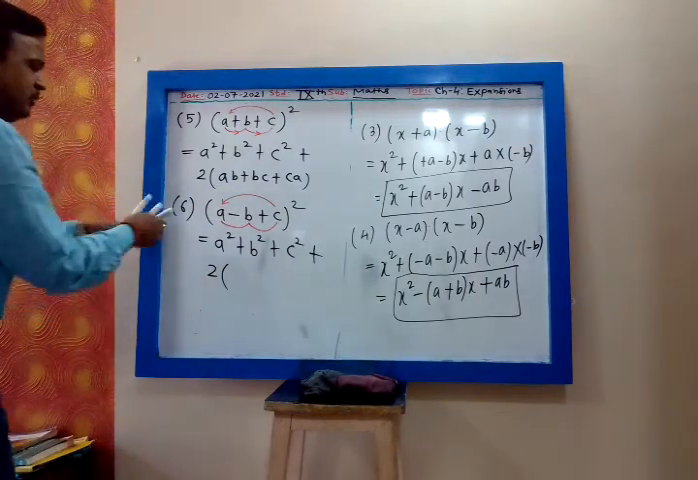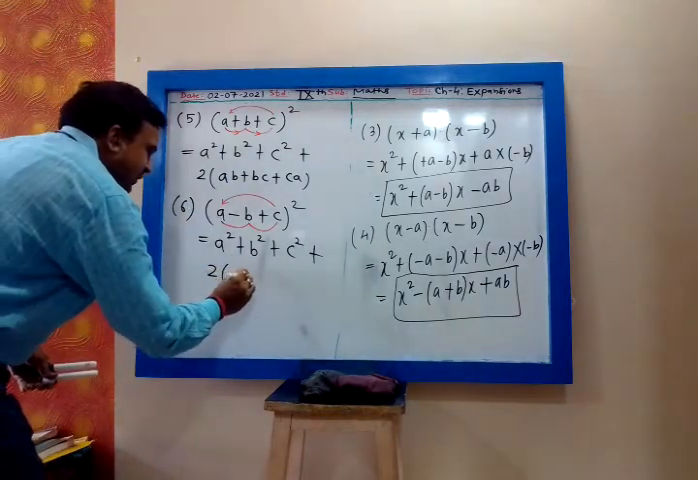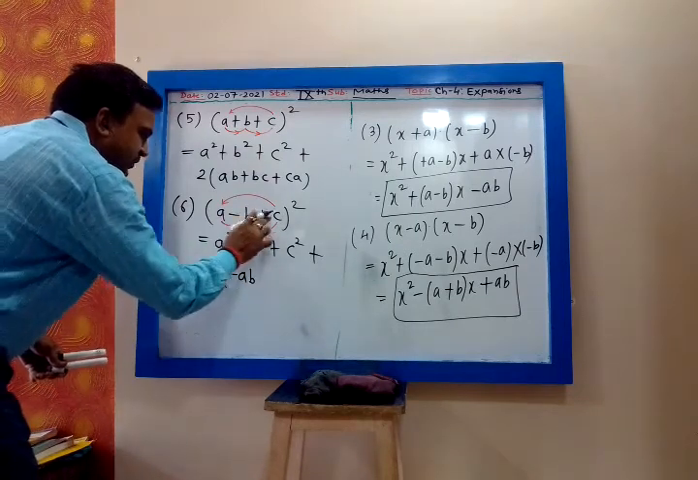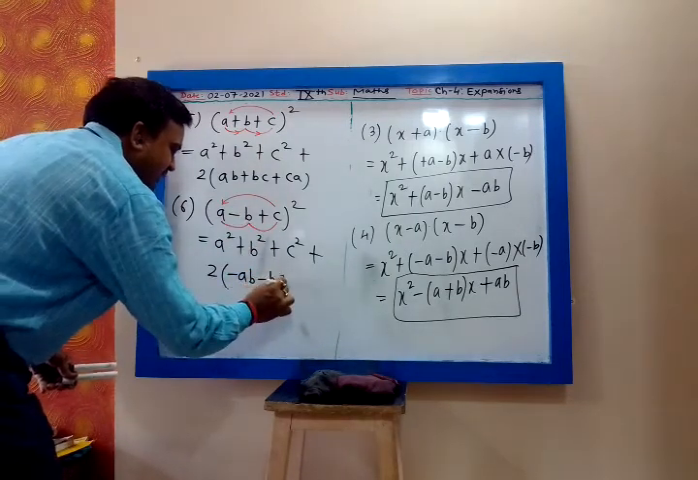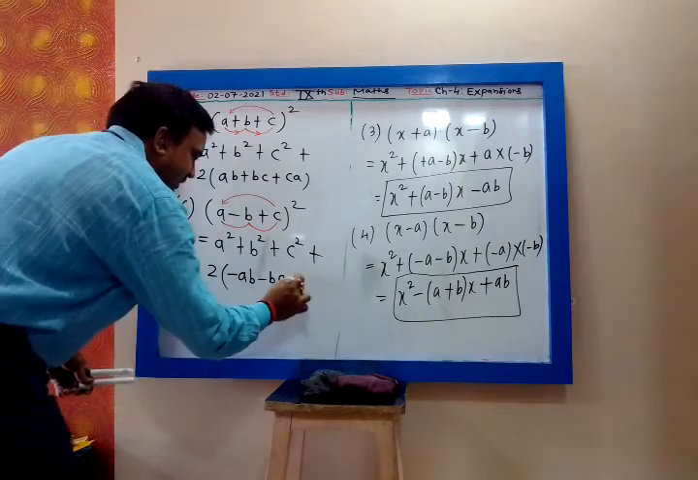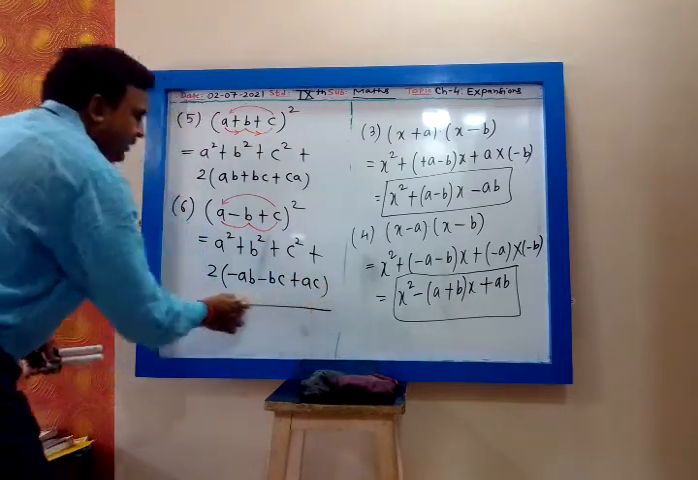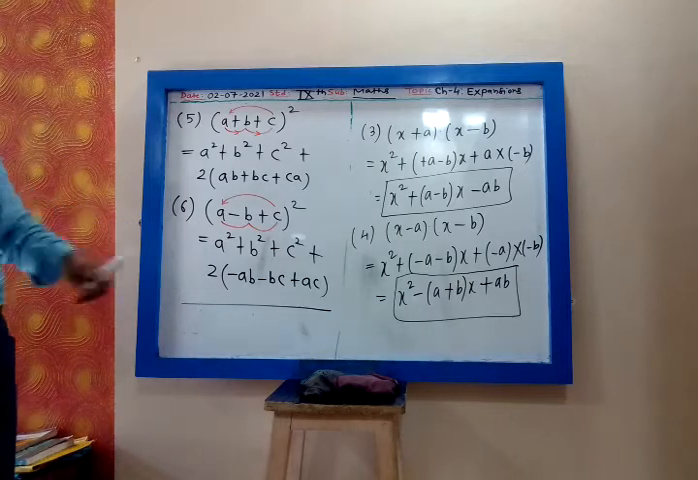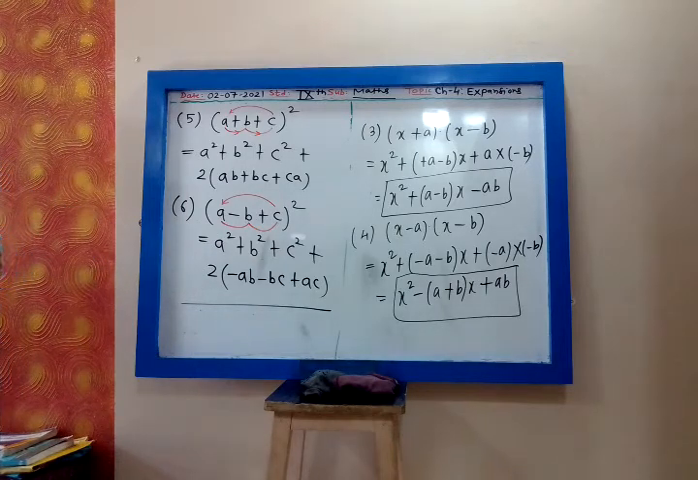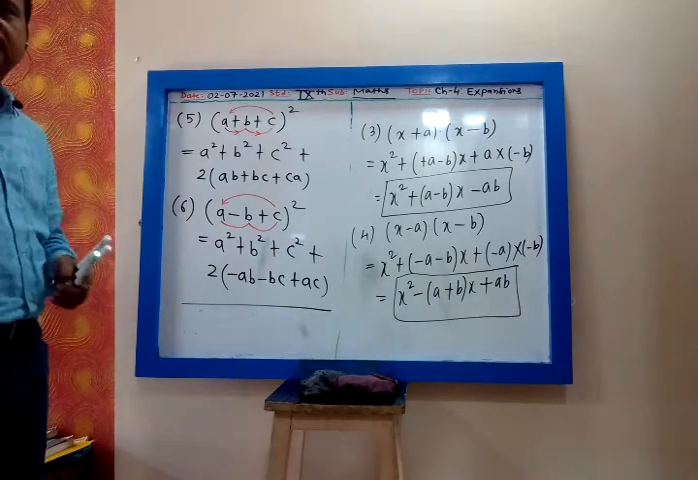So what is that? A into minus b will be minus ab. Minus b into c will be minus bc. And c into a will be plus ac. That's all. You have to multiply the numbers with their usual sign. Got it?